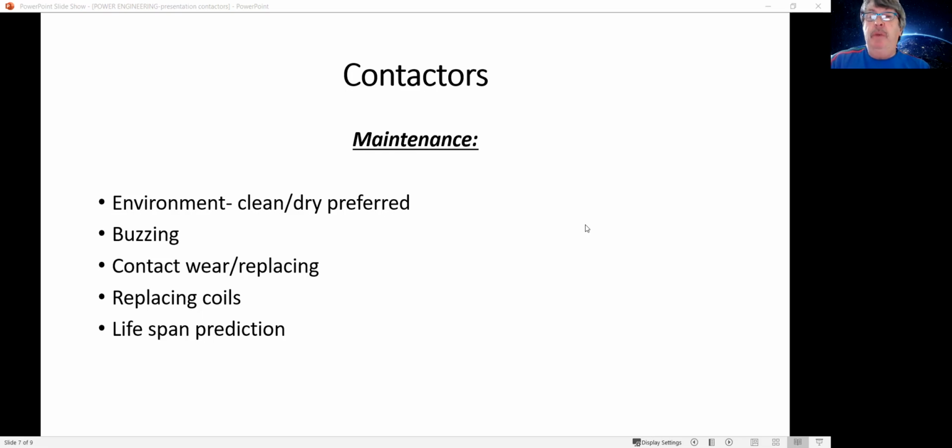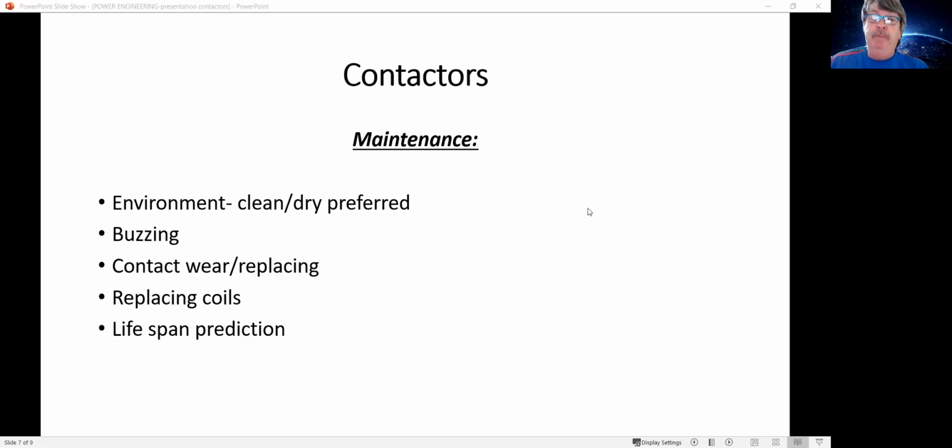So environment for maintenance and care of these things, we need to have an environment which is dry and clean. It should not have fumes, it should not have moisture, and that type of thing will lead to a very much shortened lifespan. Contactors which have a severe buzzing as opposed to a coil frequency type buzz might indicate that you have some sort of dirt or some piece of, I don't know, insulation maybe, stuck between the pole faces. They shouldn't generally have a very pronounced buzz. So look out for those type of things.